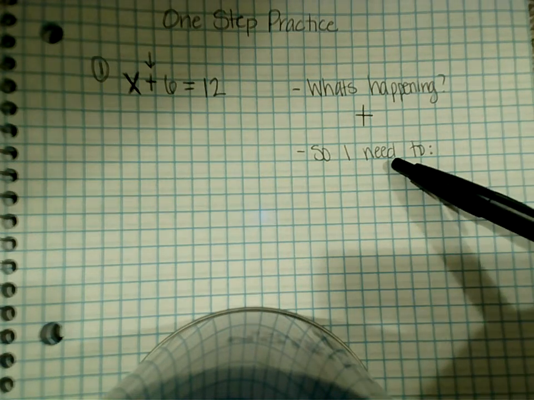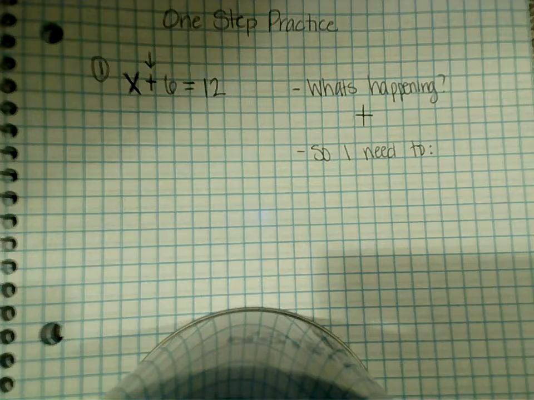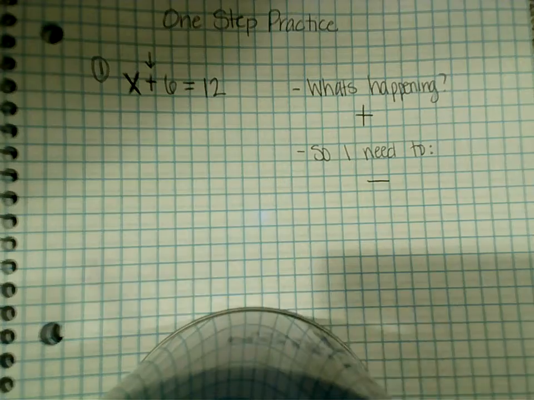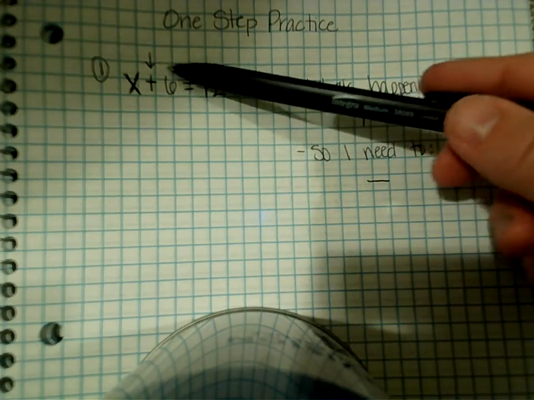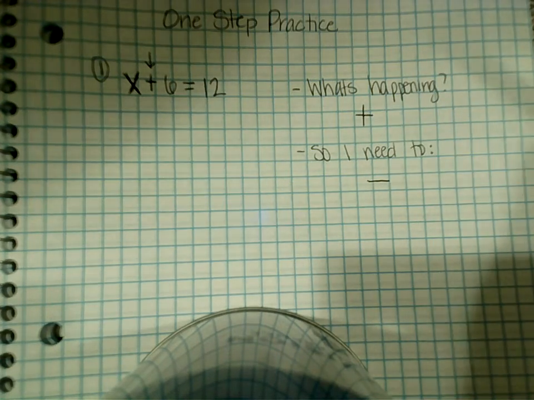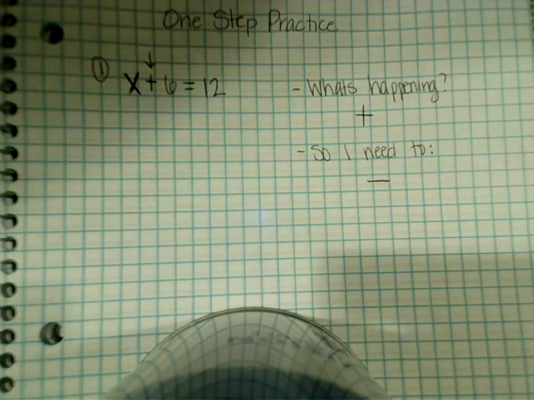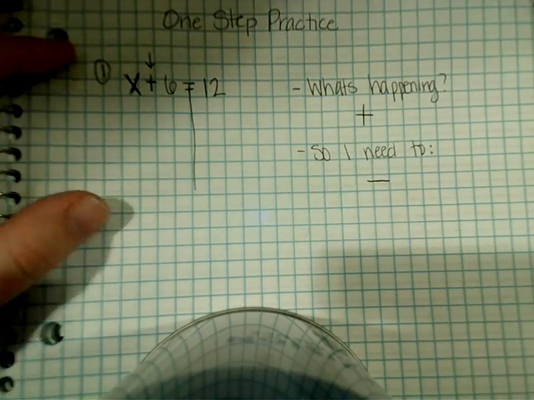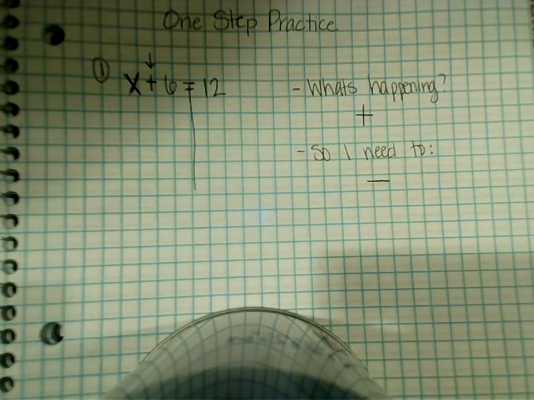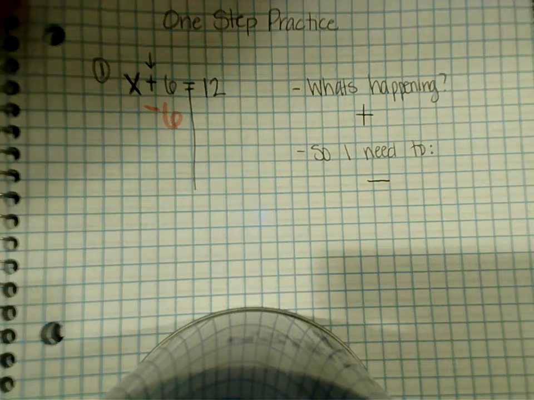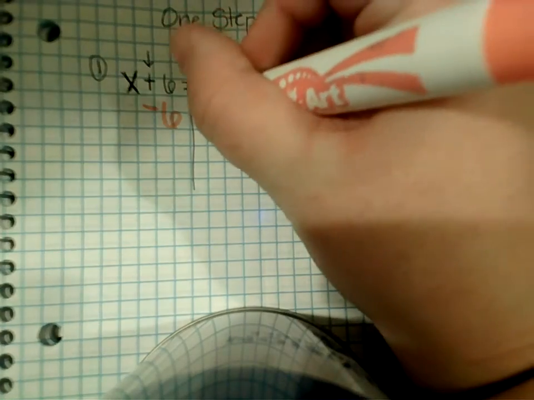So we need to do the opposite of addition, which is subtraction. Okay, currently addition is happening, so we need to do subtraction. We need to do the opposite of addition, subtraction. So here's what we're going to do. We're going to draw our line down from our equal sign. And since addition is currently happening, we're going to subtract that 6. And what we do to one side of the equal sign, we have to do to the other. So you're going to do a minus 6 over here.